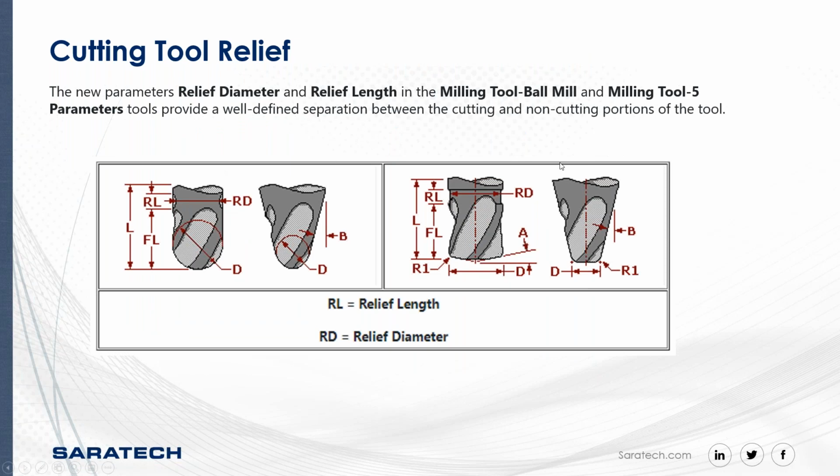Cutting tool relief. Now you can add a relief. If you send a tool back to the tool room and say, I need a 1/4 inch of flute and I need this tool relieved back, you can now model it or make it exactly how it is inside NX.